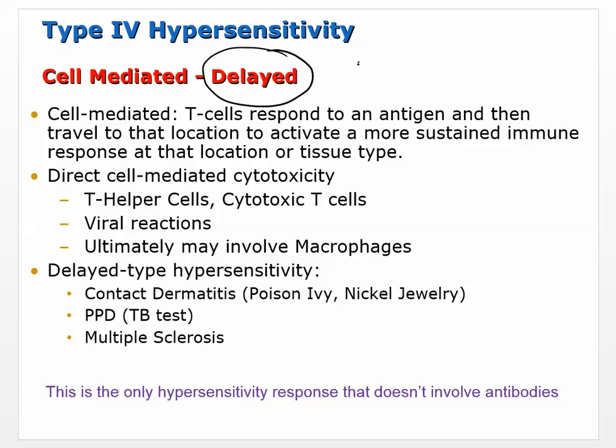It's delayed, and this is the only one that does not include antibodies. No antibodies. And it kind of makes sense that it doesn't when we think about what's going on. So it's cell mediated, so that means there is some kind of cell somewhere out there that has an antigen that the immune system responds to, for whatever reason. So the T cells are going to respond because remember, T cells attack cells, they're cell-mediated immunity, and so here's this T cell that will then recognize whatever this antigen is inappropriately.